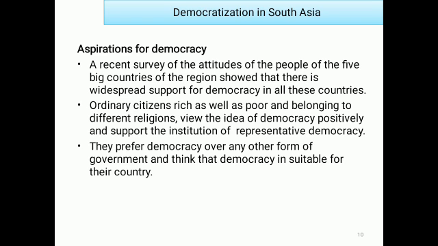Right? Now, our next topic is aspirations for democracy. As you know, there is a competition in the whole world. Every country wants to be called a democratic country. But in reality, you know which country is really democratic and which is not. That you have done in detail in class 9th and 10th. So, everyone aspires for democracy.